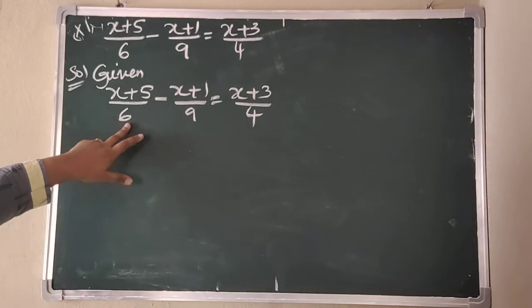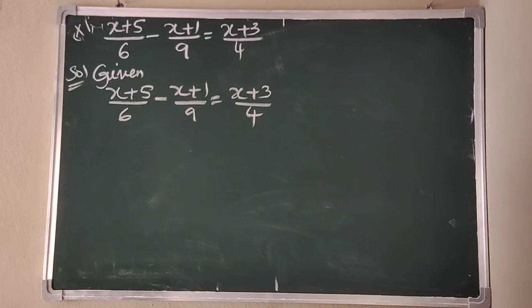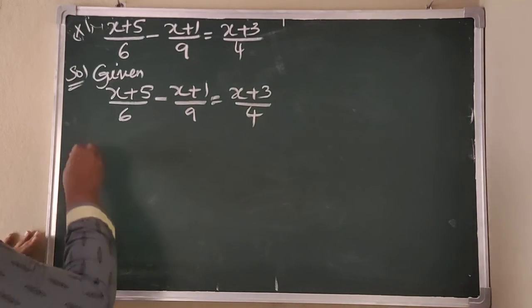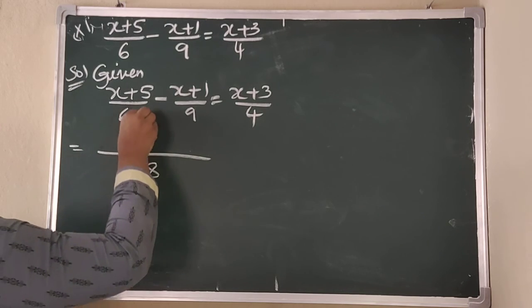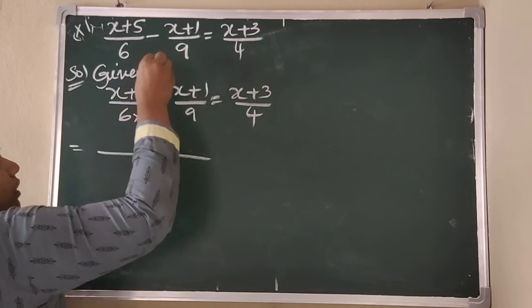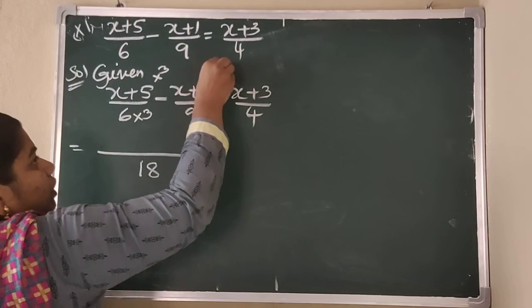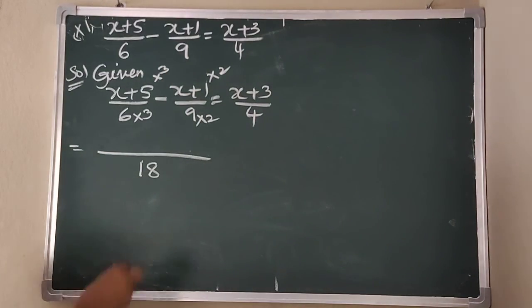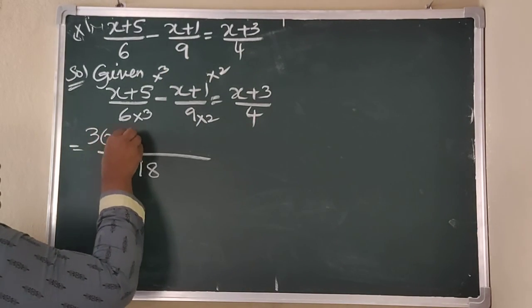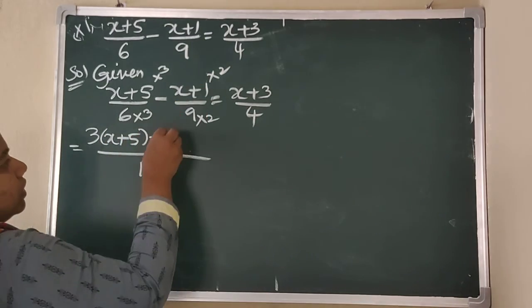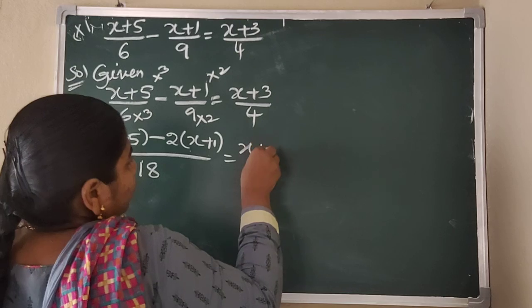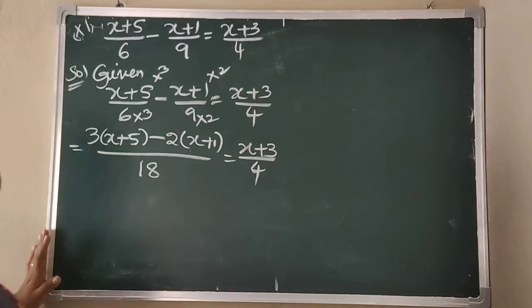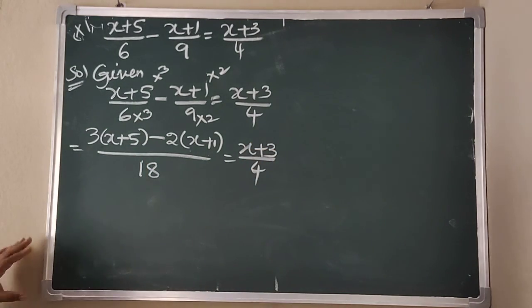Here take the LCM of 6 and 9. So the LCM of 6 and 9 will be 18. So the common multiple is 18 here. 18 divided by 6 is 3, and 18 divided by 9 is 2. So 3 into (x + 5) minus 2 into (x + 1), all over 18, is equal to (x + 3)/4. Now each and every term we have to multiply.